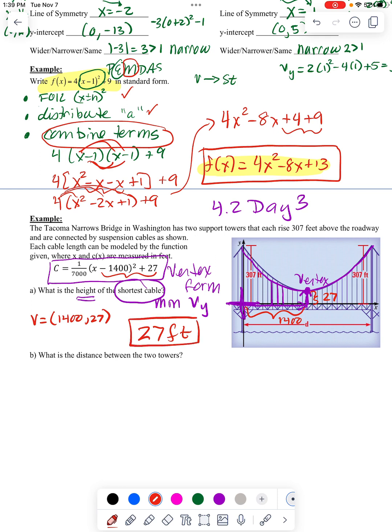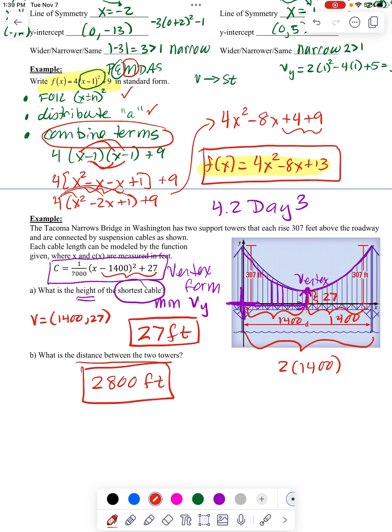So even though the problem looks really terrifying, it's just asking me for the things that I already know how to find. What is the distance between the 2 towers? Okay, so we're going to use our big brain. If that vertex is halfway, and that's 1400, then the other half must be 1400 as well. And so I'm simply going to double that distance to the middle and say, well, all the way across the bridge must be 2800 feet.